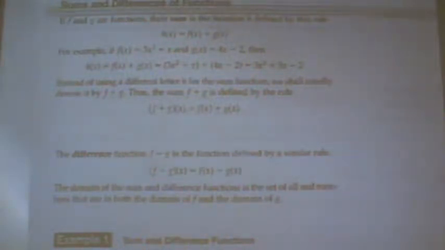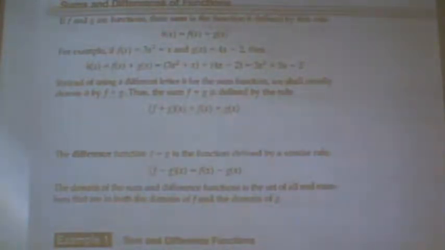Today we're going to do day 2 of operations of functions. When you're done, you'll be able to add, subtract, multiply, and divide functions. And then we're also going to talk about composition of functions. That's when the output of one function becomes the input of another function. So there are just different ways of combining functions.